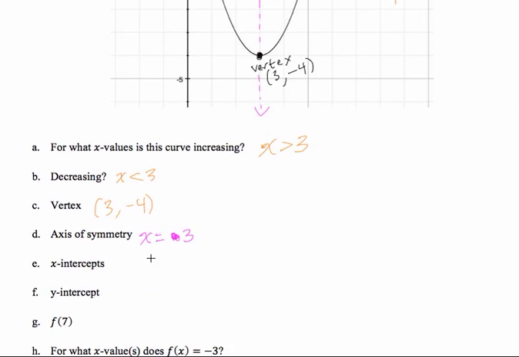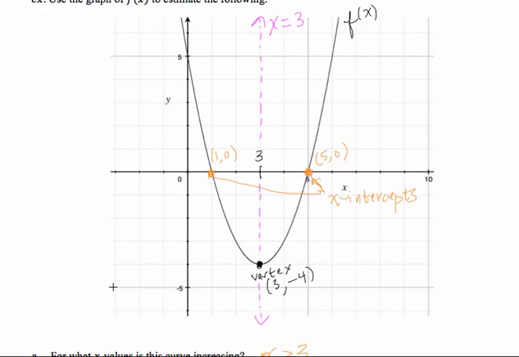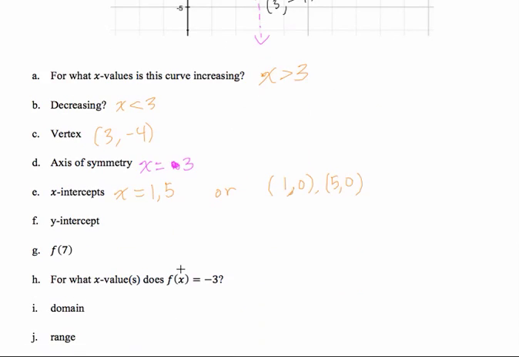So you could say x equals 1 and 5, or you could say the points (1, 0) and (5, 0). Either way of answering this question is fine. The y-intercept, that's where it crosses the y-axis. So looking up here, it looks like it crosses right there at y equals 5, or you could say the point (0, 5).